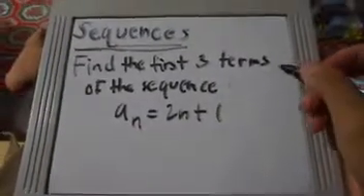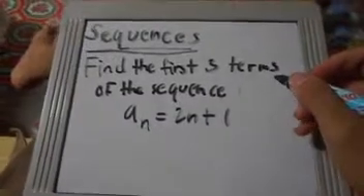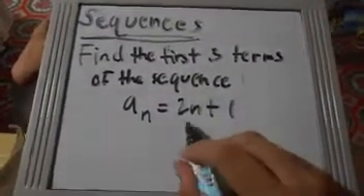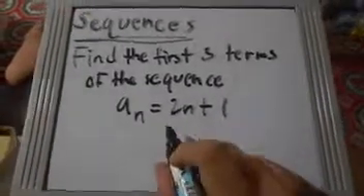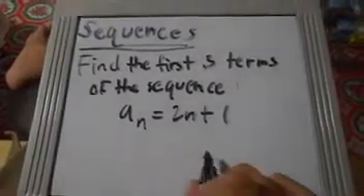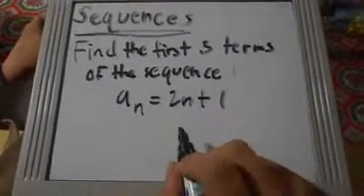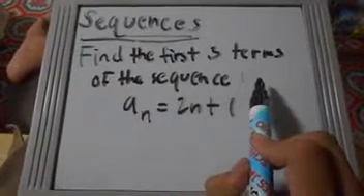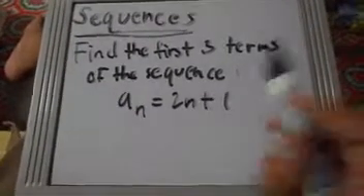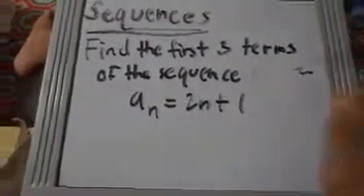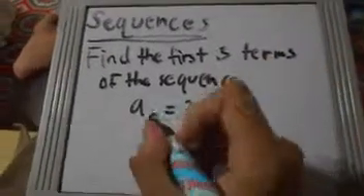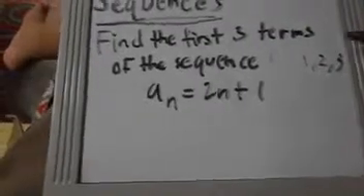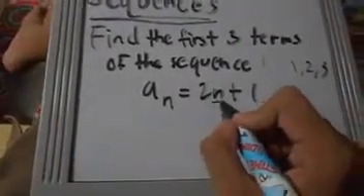Let's have our first example about explicit and recursive formulas. Find the first three terms of the sequence a sub n equals 2n plus 1. As you can notice here, no other term is given, so therefore it is an explicit formula. We are asked to find the first three terms of this sequence. So what we are going to do is simply substitute 1, 2, and 3 for n here.